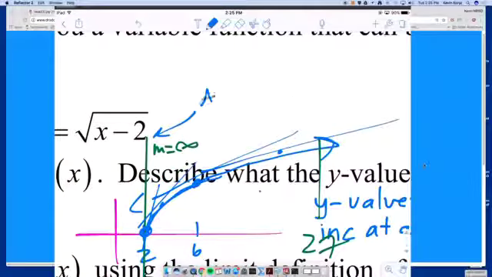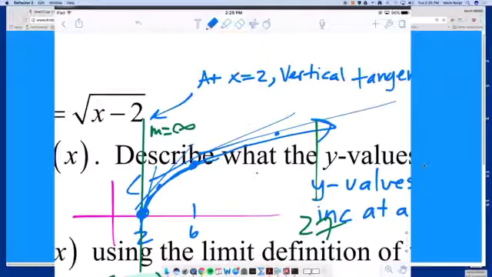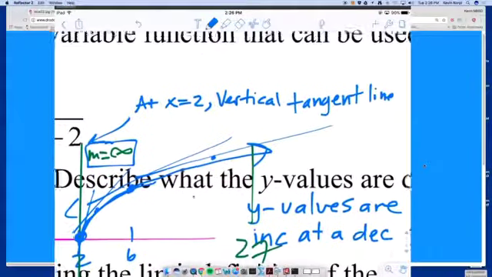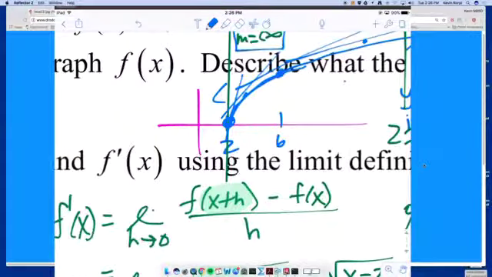So let's go ahead and say this. At x equals 2, we have a vertical tangent line. So the function exists there, which is why we're able to have a tangent line at all. But what is the slope of a vertical line? Infinity. And since infinity is not a number, we say the derivative does not exist there. The derivative does not exist then at 2, even though the function value does.